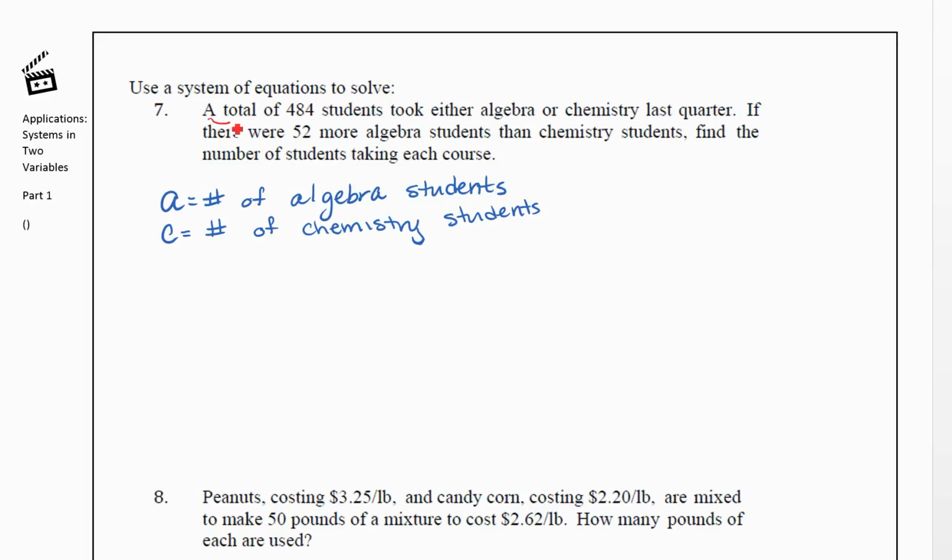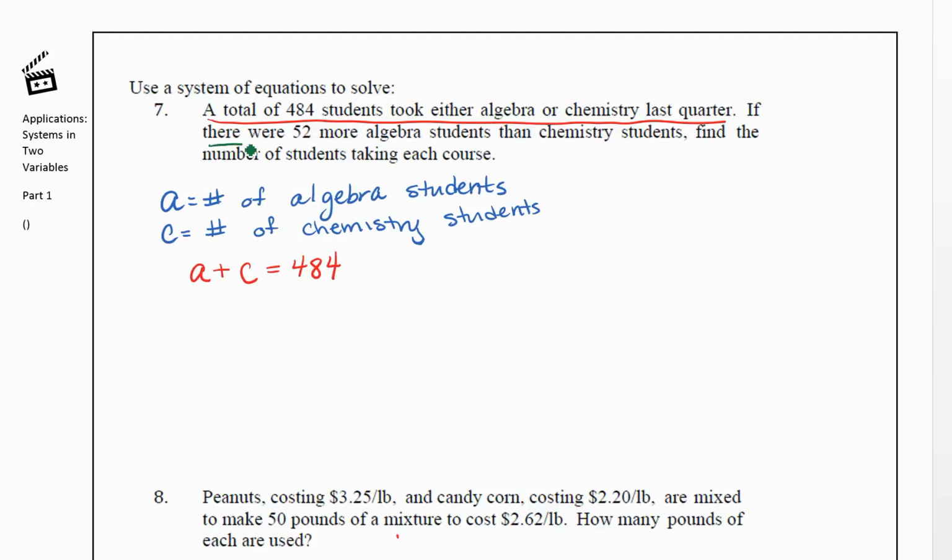So it says a total of 484 students took either algebra or chemistry. Okay, so that means if we add the number of algebra students and the number of chemistry students, we get the total 484. So we're going to write that down. If we add the algebra plus the chemistry, we get 484.